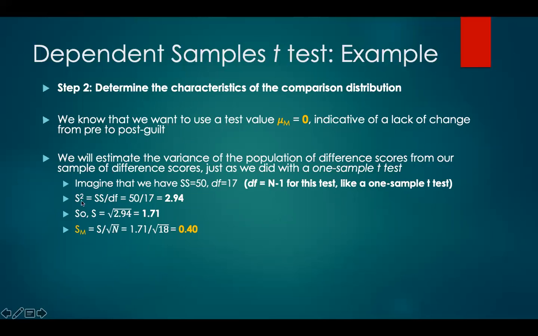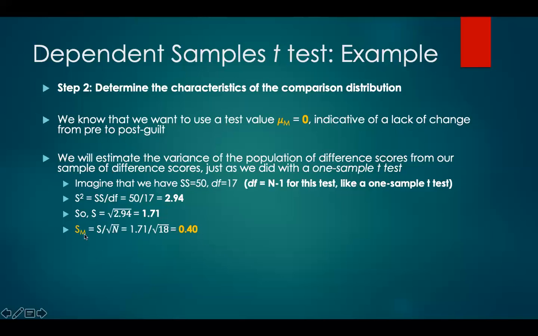So to get our unbiased estimation of population variance, we divide the sum of squares by the degrees of freedom. In this case, the sum of squares is 50 divided by 17 degrees of freedom. So s squared is 2.94. And to find s, the unbiased estimate of population standard deviation, we take the square root of our variance, which is 1.71.